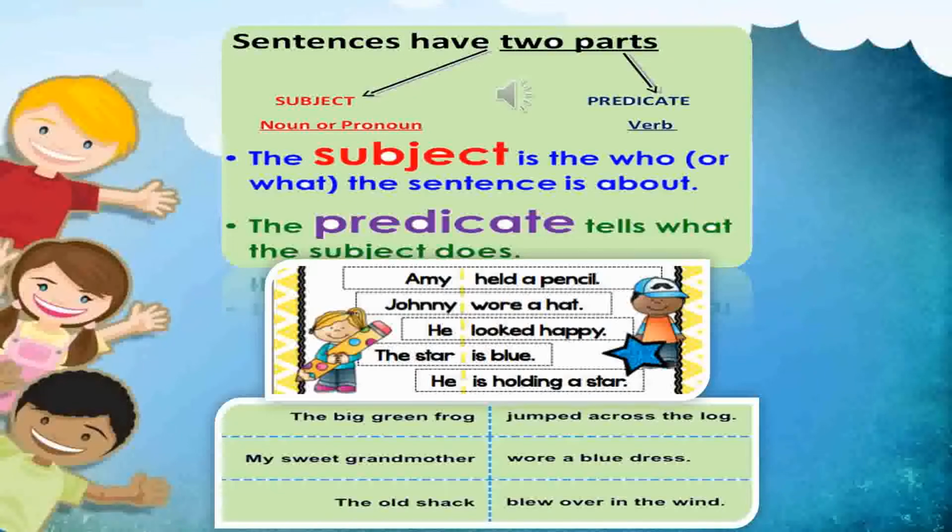Similarly, in the following examples also, my sweet grandmother, this group of words is the subject here, and wore a blue dress is the predicate here. The old shack is the subject here, and blew over in the wind is the predicate here.